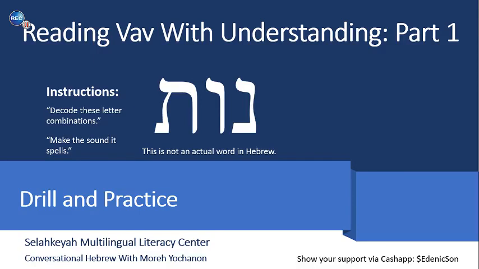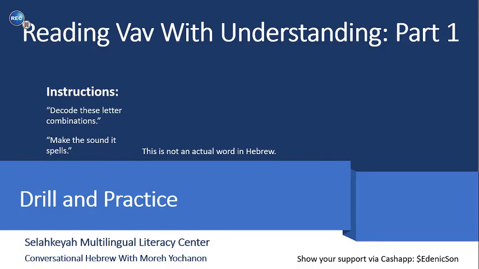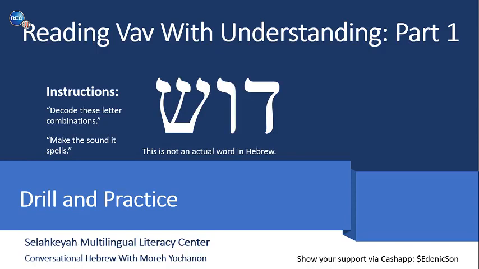Let's see if we have another one. Okay, we have the dalet makes the d sound. We have vav makes the o sound, and we have shin makes the sh sound. So we have d, o, sh, dosh, dosh.